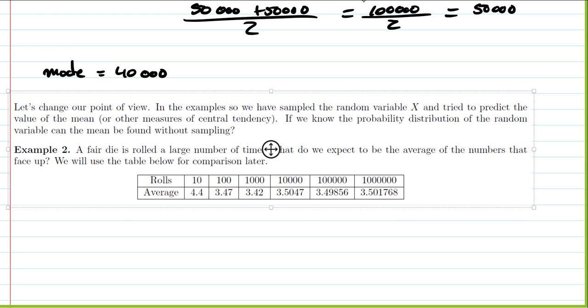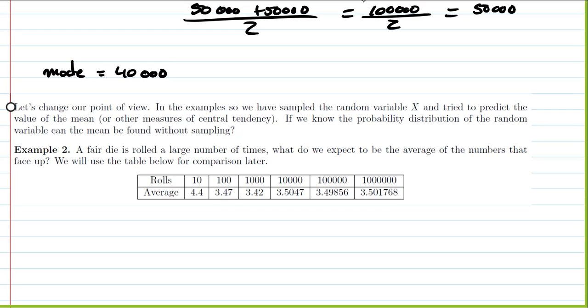So a fair die is rolled a large number of times. What do we expect the average of the numbers that are face up to be? Well, we'll use the table below for comparison later. This was a data set that was obtained empirically by rolling a die 10 times, 100 times, 1,000 times, 10,000 times, 100,000 times, and 1,000,000 times. Based on what we see in that table, what number does the average seem to be getting close to? Well, it bounced around a bit, but it seems to be getting close to 3.5. So we'll make a comparison.